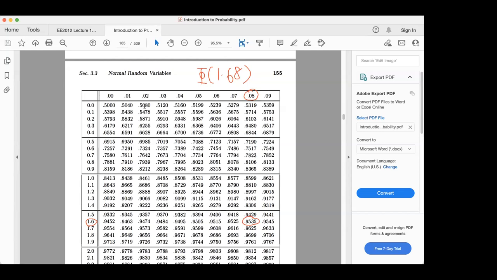So this is how we get to the cumulative distribution function, because the integration of the PDF does not have a closed-form expression. This is the only way we did it in the good old days. In the exam, you still do this. If I ask you to evaluate the CDF of something, I will give you this table and you go and figure it out. But you notice that the table only has positive values. Why does it only have positive values?